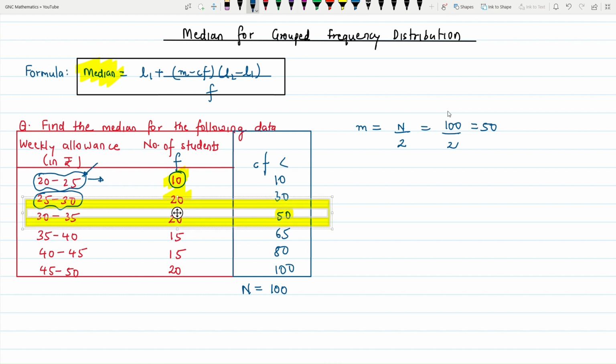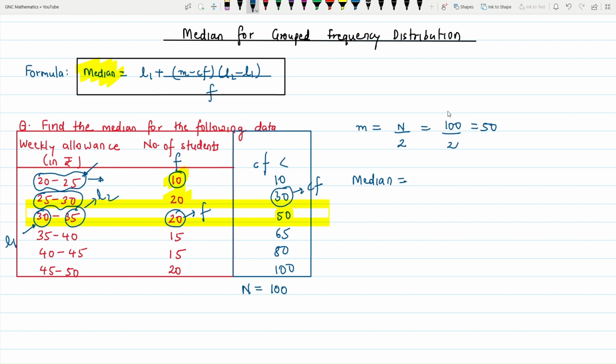Once we have identified the median class, we are going to extract the values for our formula. So we need L1. The lower limit of this class is your L1. The upper limit of the class is L2. The corresponding frequency is F, and the CF just above the median class is CF. Once done with this, let us head to our formula and substitute the values.